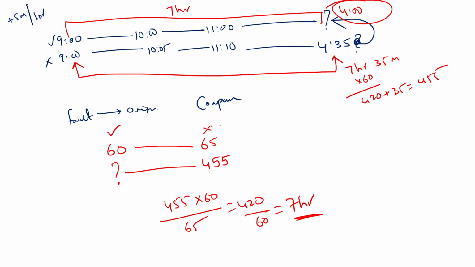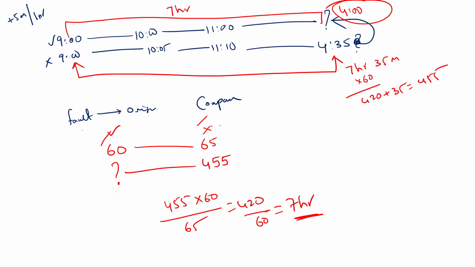So if you know the faulty clock and you want to find the original clock, what you need to do is compare it: how much in the original clock equals how much in the faulty clock. 60 minutes in the original clock is equal to 65 in the faulty clock. Then find out how many minutes there are in the faulty clock, do the cross multiplication to find the minutes in the original clock, and convert those minutes into hours. You can just move that many hours from the starting point to get the original answer.